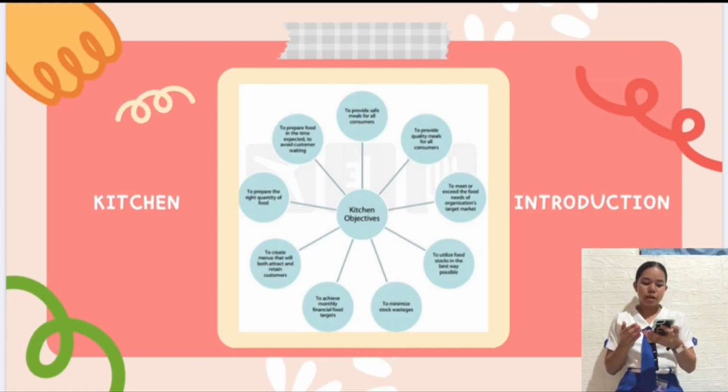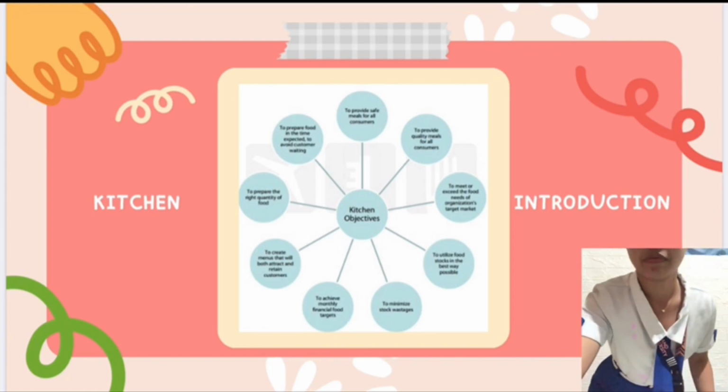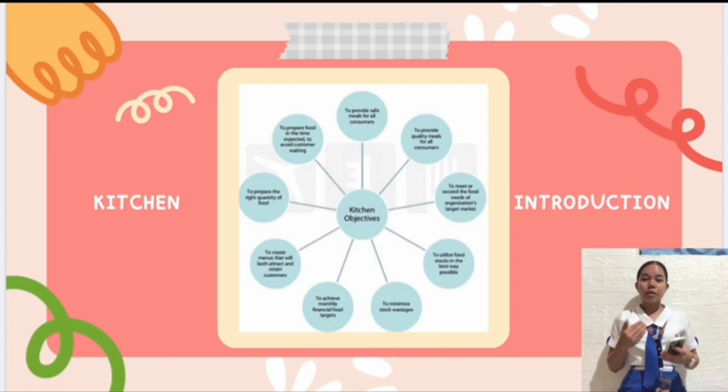The fifth one is to minimize stock wastages. To minimize stock wastages, we have to utilize stocks as I said: arrange them by expiry date so that we know what to do first, to avoid wasting food products, because that is a waste. This is also part of our inventory.